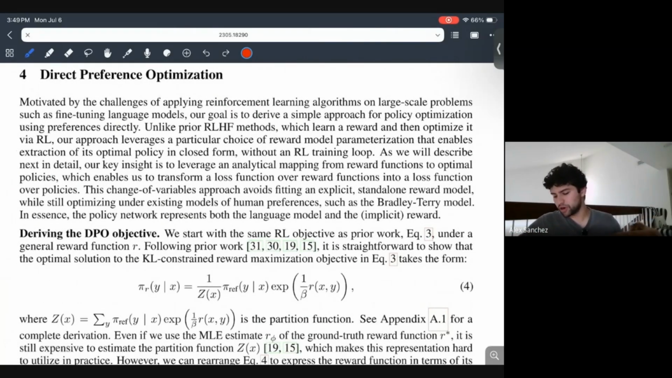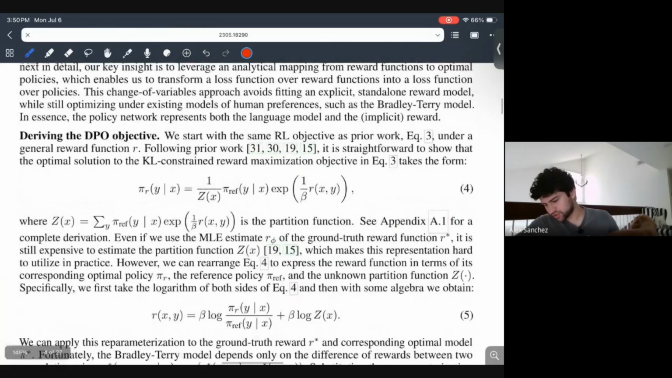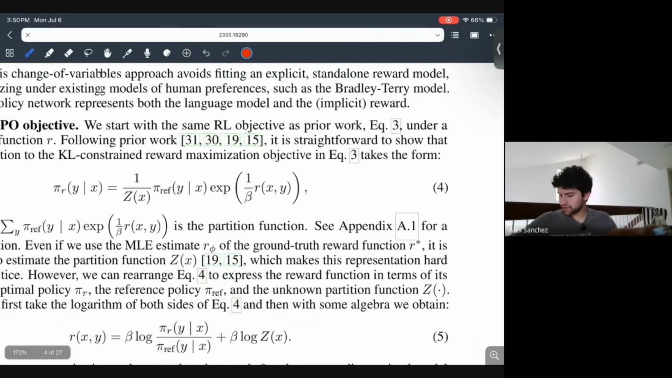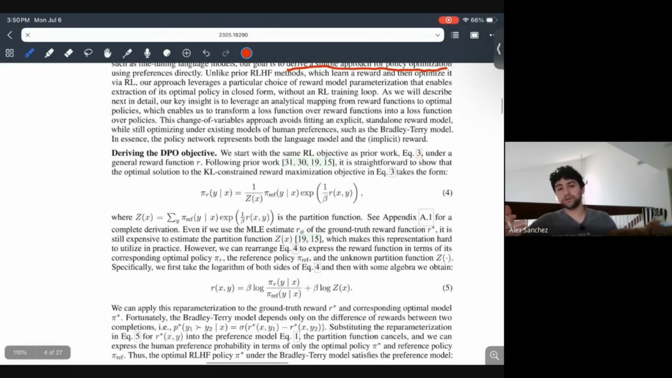Now, this is where DPO comes into play, right? Their goal, again, was to derive a simple approach for policy optimization, basically using the preferences directly without using reinforcement learning and without using a reward model, right? And without that whole complex process. And so the way we have to think about that is we have to mathematically find a way to make a loss function for our policy given our reward model.